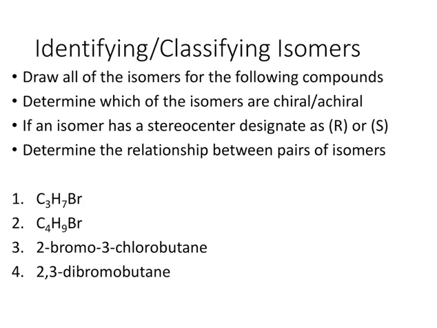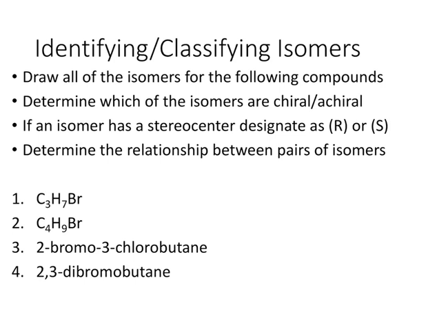Hi everyone! In this video we're going to learn how to identify and classify isomers. So last time we talked about the different types of isomers. There are constitutional isomers and stereoisomers. And then within stereoisomers there are enantiomers and diastereomers.